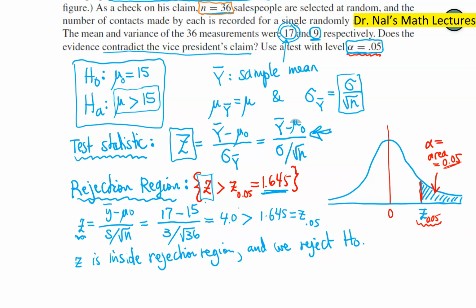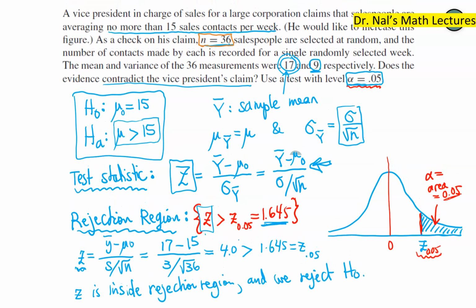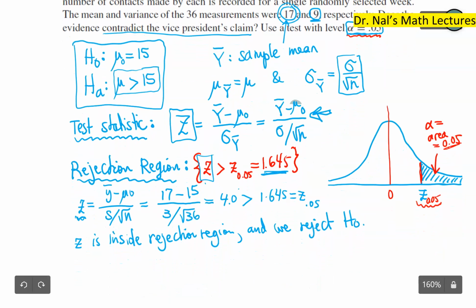So at the alpha equals 0.05 level of significance, the evidence from the sample of size 36 is sufficient to indicate that the vice president's claim is false. We found contradictory evidence against it. So the vice president's claim is incorrect, and the average number of sales contacts per week exceeds 15. Not too much more than 15, but still we have gathered enough evidence to contradict that claim made by the vice president. Okay, so that finishes the first example.